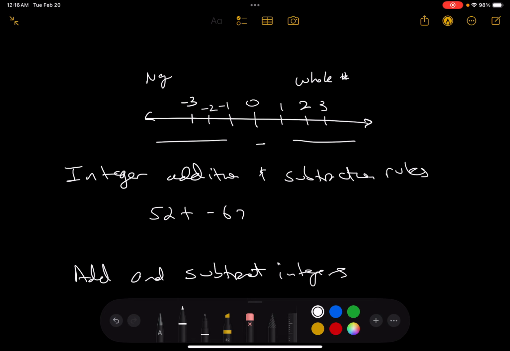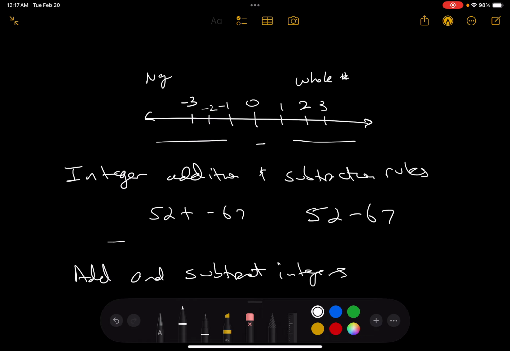What your teacher might do is give you some exercises about how we should understand that if we have 52 plus negative 67, this is the same thing as saying 52 minus 67. So therefore, even without doing the math, we know that it's going to be a negative number. We're taking away more than what we have. Or another way that we could look at this is that we have 52 positives and we have 67 negatives, and if they offset each other, it's going to end up being a negative number.